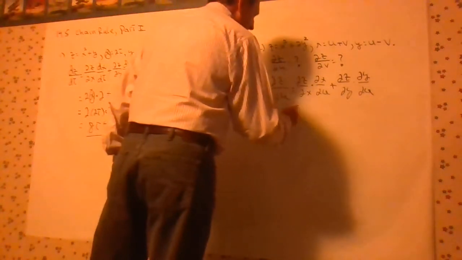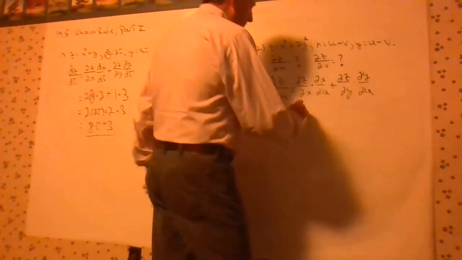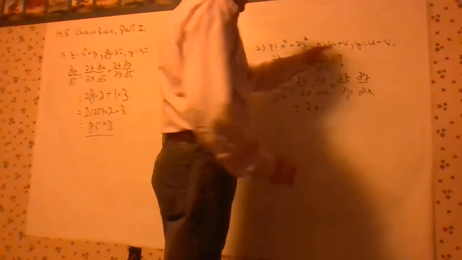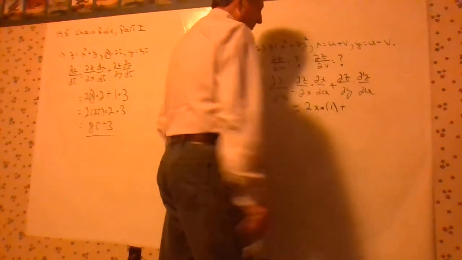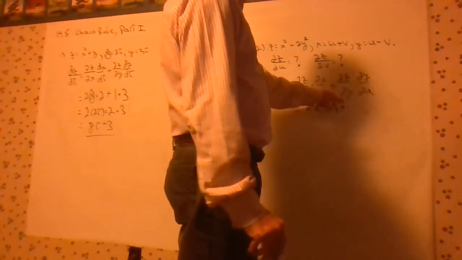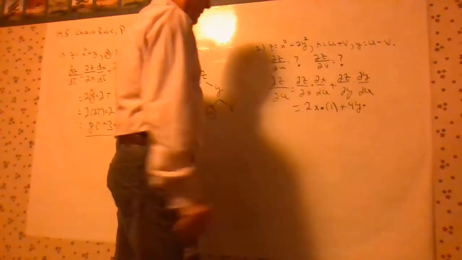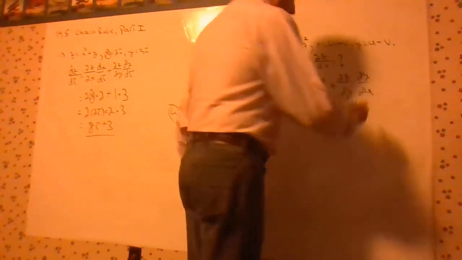And now, of course, we can fill in these derivatives. Partial of z with respect to x is 2x times partial of x with respect to u is 1. That's a times. Partial of z with respect to y, go back here, that's 4y. And partial of y with respect to u, that's another 1.